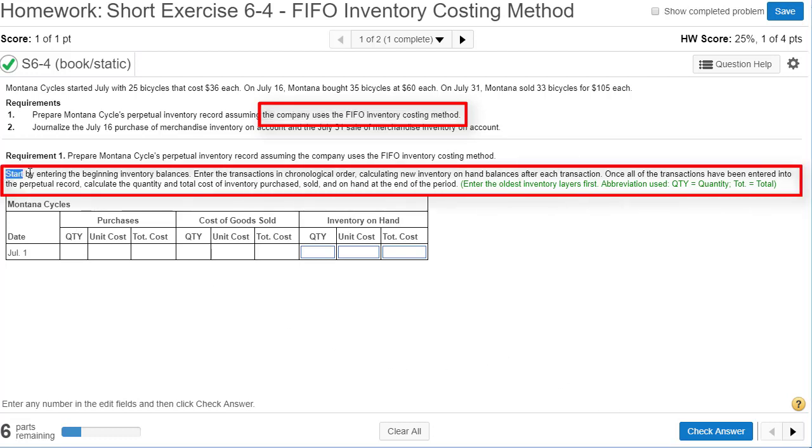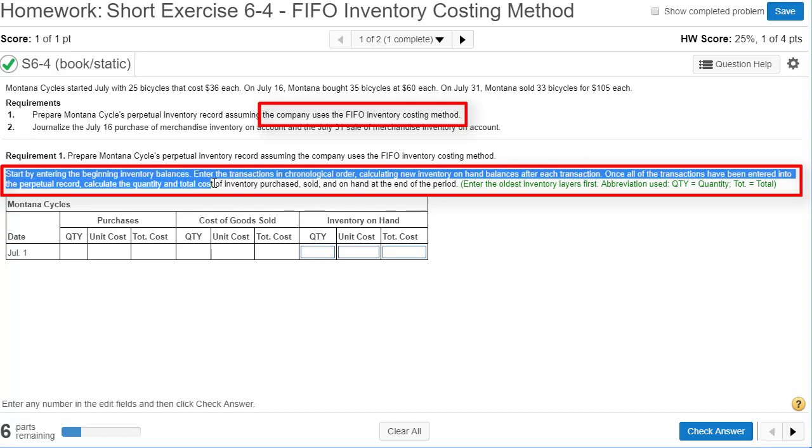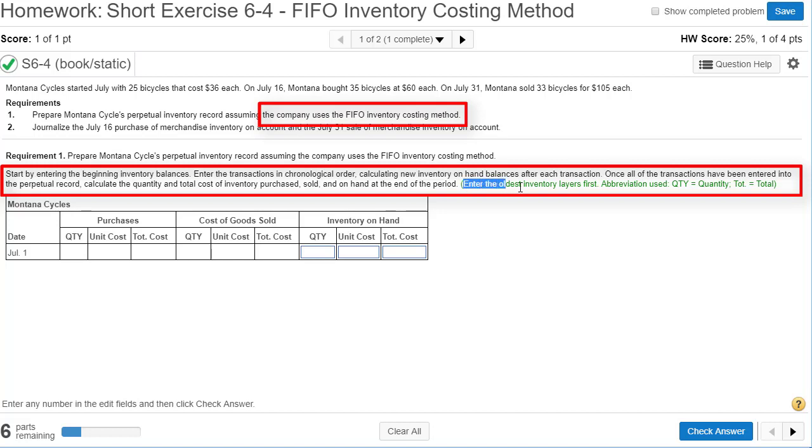So start by preparing the beginning inventory balances. Enter the transactions in chronological order as in the previous problem, calculating new inventory on hand balances after each transaction. Once all the transactions have been entered into the perpetual record, calculate the quantity and total cost of inventory purchased, sold, and on hand at the end of the period. As always, enter the oldest inventory layers first.